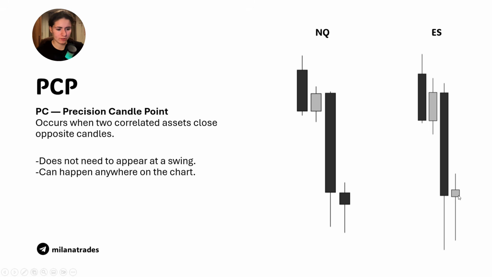It doesn't need to occur at the swing and can appear anywhere on the chart. This makes precision candle a flexible tool to spot potential reversals. Let's look at this example. On NQ we can see a bearish candle, while at the same time on ES the candle is bullish. If this happens together with SMT, it can become a potential strong reversal signal.